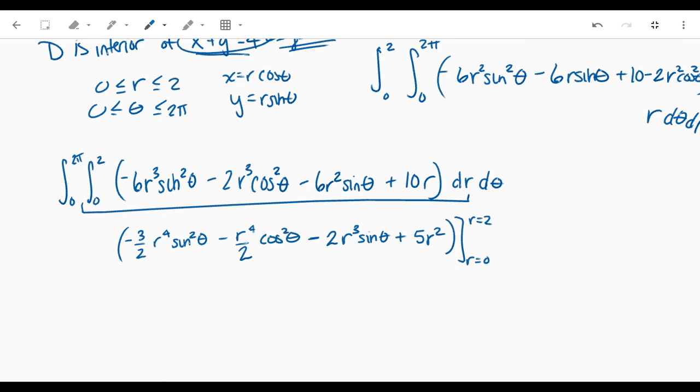Okay, so let's see here. In the first piece, I'll have 16 over 2, so negative 24 sine squared theta, minus 8 cosine squared theta, minus 8 sine theta, plus 20. Oh wait, it'll be 16 sine theta. Okay, 16.